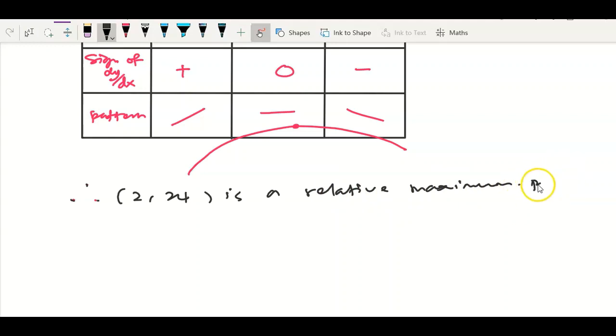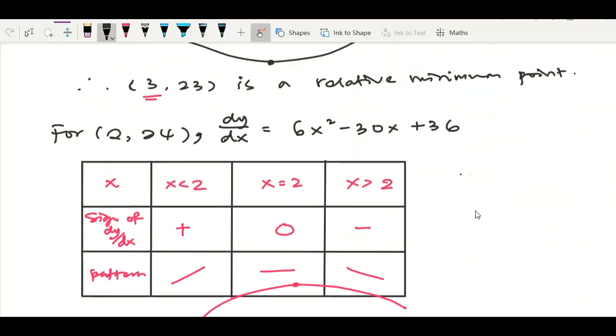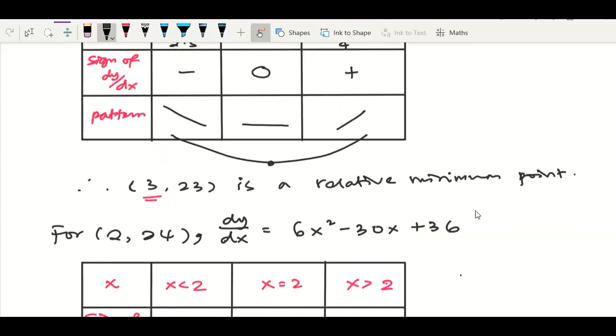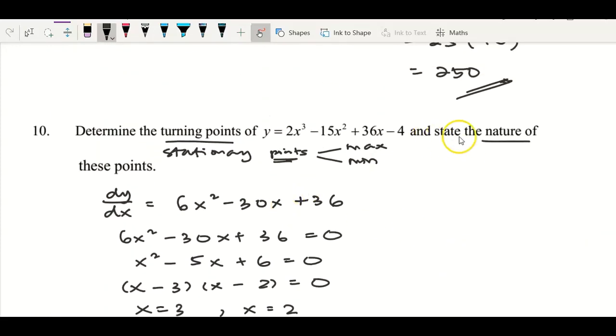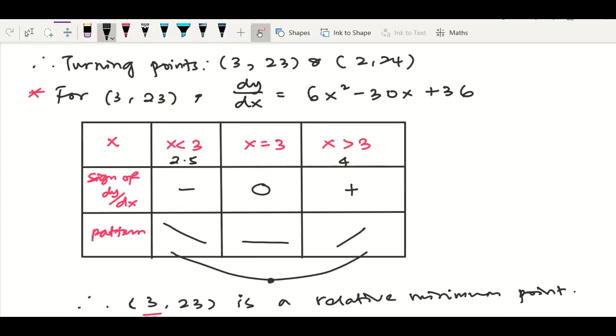For this question, I use the first derivative test. Of course, you can use the second derivative test to test the nature of the points. No problem. But here, I show by using the first derivative. You have answered those questions. State the nature of this point, you have done it. Find turning point, you have done this.